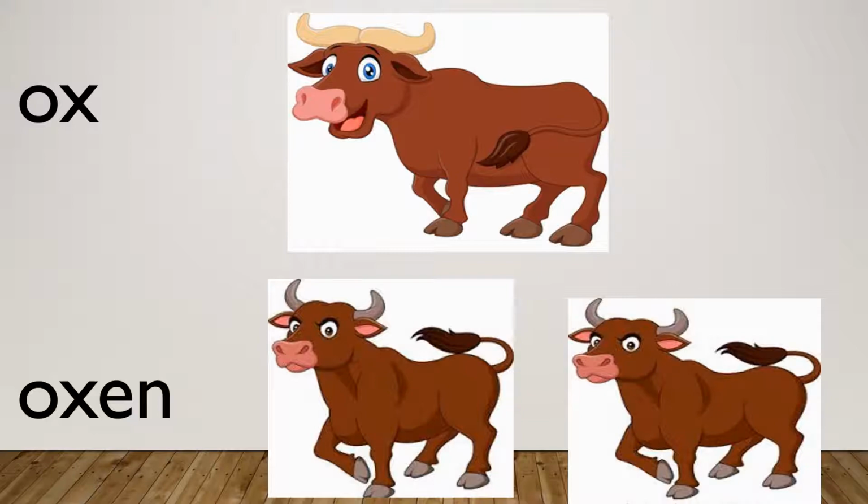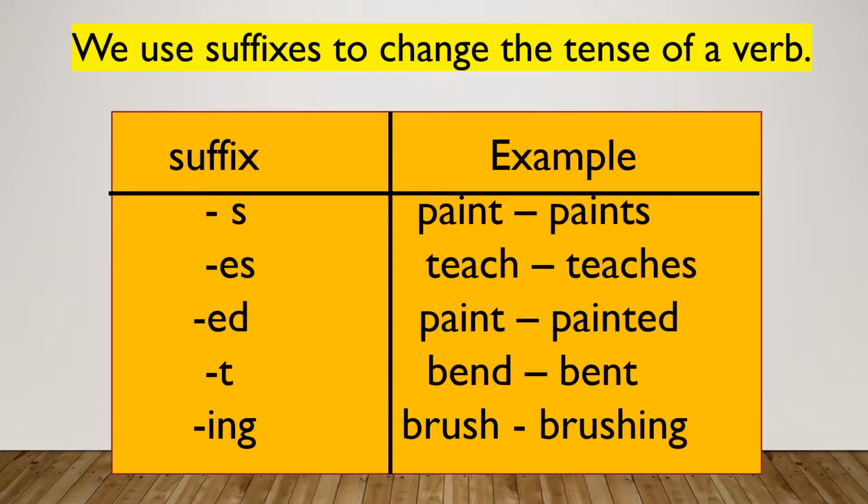Now, student, we use suffixes to change the tense of a verb. So, student, let's see how. Some common suffixes are added to the base word or root word. Let's see the suffixes. The suffixes are s, es, ed, t and ing.